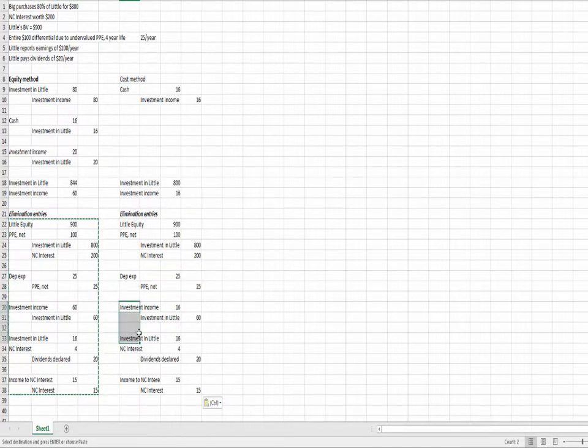You could do this. Basically, you could eliminate the investment income of 16 and credit the investment in Little. Now, after this entry here, you have zeroed out the investment in Little. That's one of the goals of our consolidation process. We want to get rid of the investment in Little, and we've done that with that first S entry.